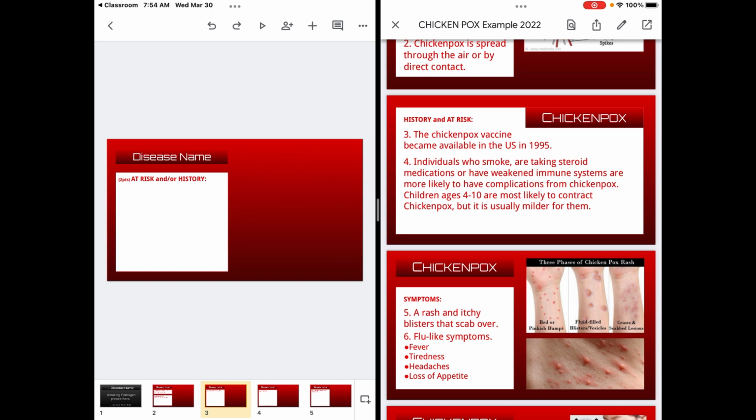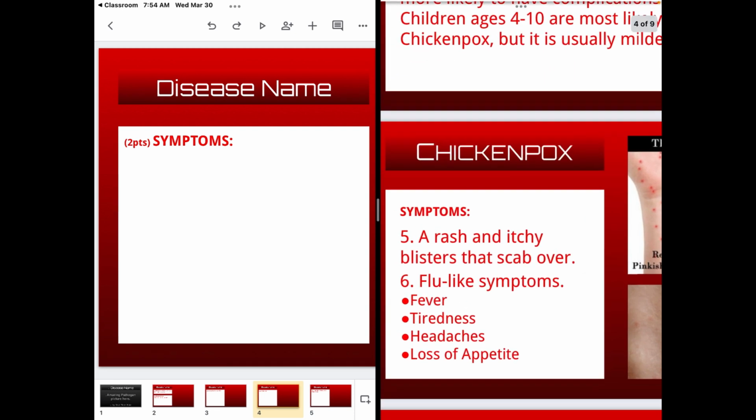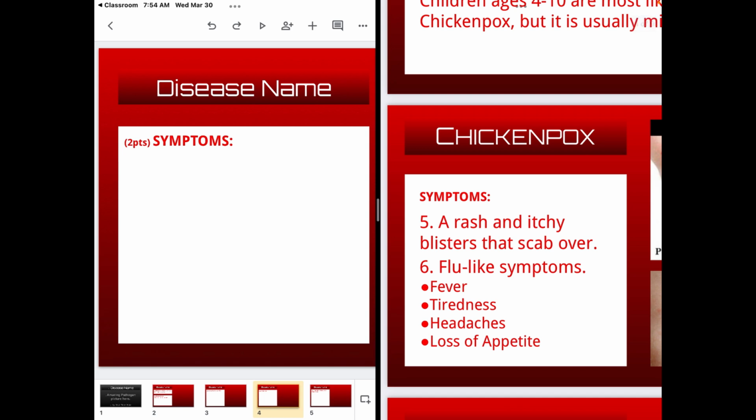So for instance, you might find a ton of symptoms. This is a really easy category. This is what happens to a body when it's infected. And so flu-like symptoms is one type of symptom. I went down and gave a bolded list of what that meant, and a rash and itchy blisters that scab over are the main symptom of chickenpox. There are other symptoms. I didn't do them all. I picked the most common.